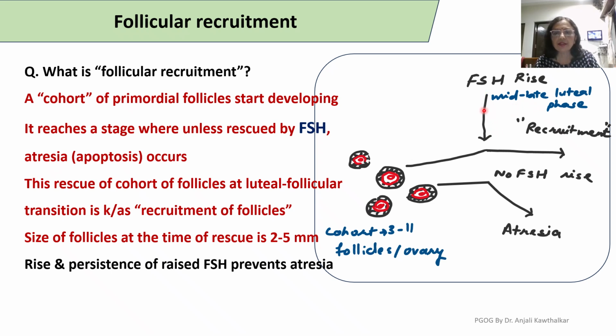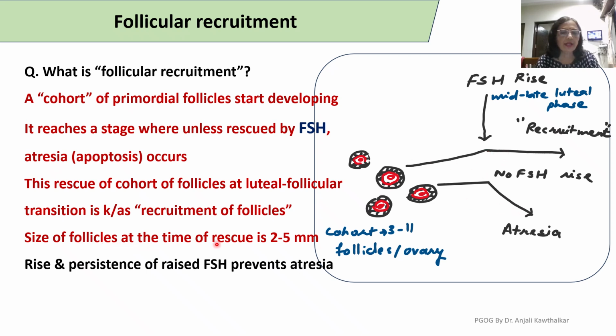Here the FSH rise is there, and if the follicle cohort reaches that stage of development because of the primary follicle development, because of the paracrine autocrine system, and then gets subjected to the FSH, then only there is further development, that is called recruitment. So what do you mean by recruitment of follicles? It is a cohort of follicles which have a natural tendency to go for atresia, but this atresia is being prevented because the cohort is being subjected to a follicle stimulating hormone rise. There is an increase in FSH in the body that leads to prevention of atresia.